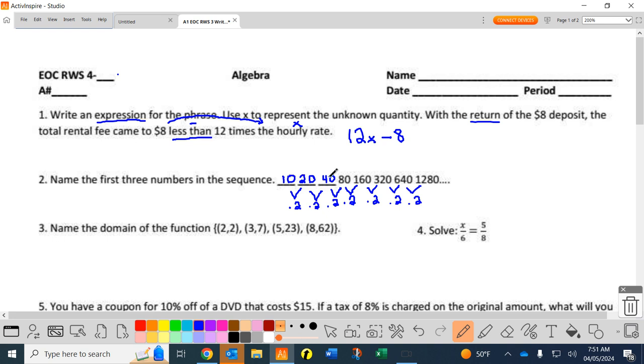Finding patterns and following through on whatever it is, up or down, is something they definitely could ask you about on there. Okay, guys, domain.